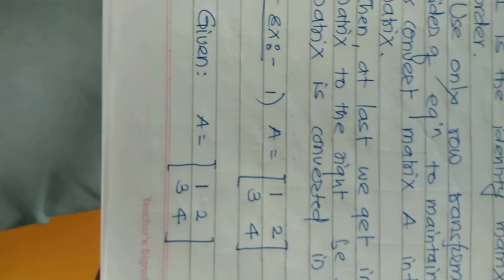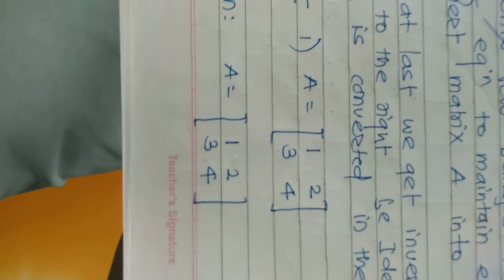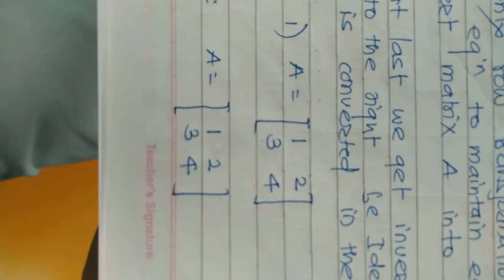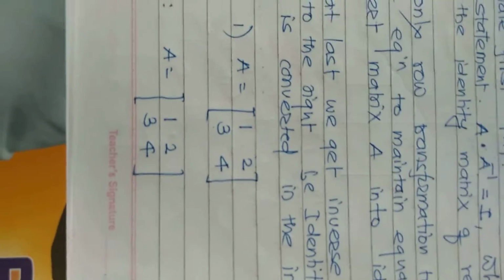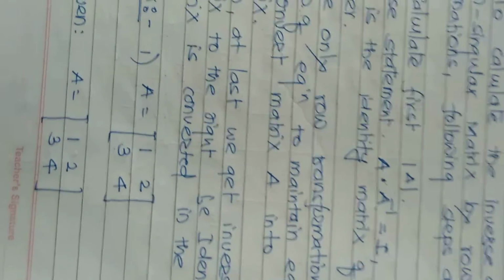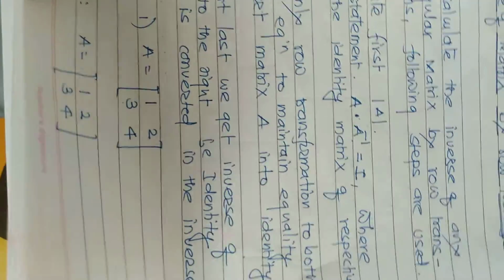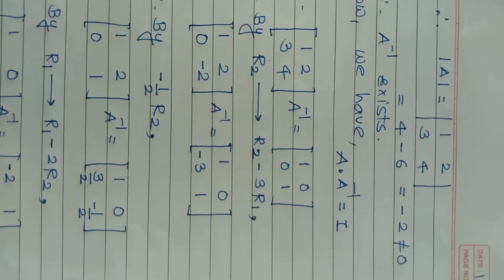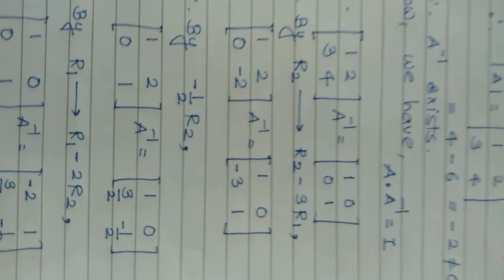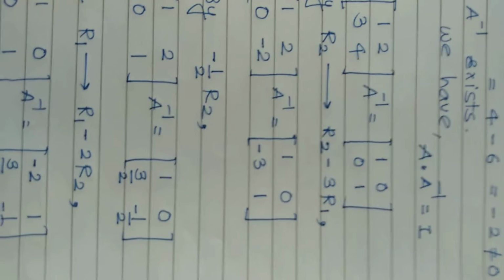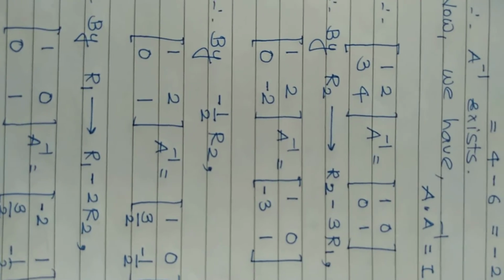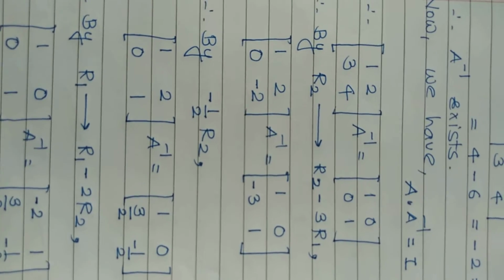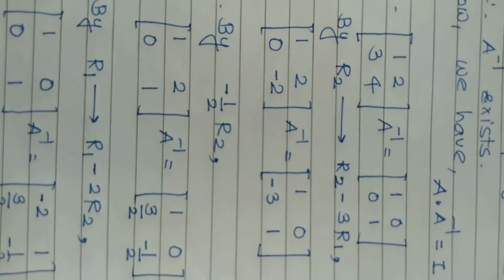So for example, consider A equals 1, 3, 2, 4. Now we have to calculate the inverse of that matrix. So first we calculate the determinant: 4 minus 6 equals minus 2. Now you can use the definition A into A raised to minus 1 equals I. Now applying these operations, we want the identity matrix on the left, multiplied with A raised to minus 1.